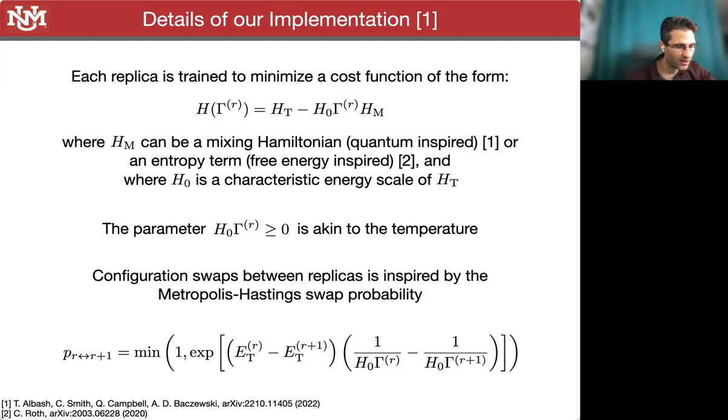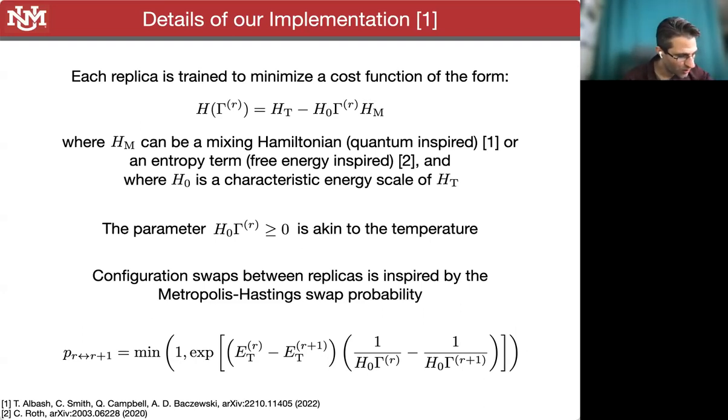And gamma is a parameter that sets the relative scale of the target Hamiltonian to the mixing Hamiltonian in this training Hamiltonian. Sorry about that. Now you have a lot of freedom in what you pick for this mixing Hamiltonian. It could be something like the transverse field Hamiltonian. You can also pick something more phenomenological, like an entropy term, and then this would look more like a free energy term.